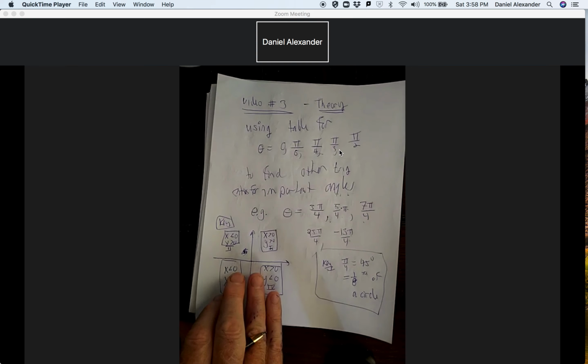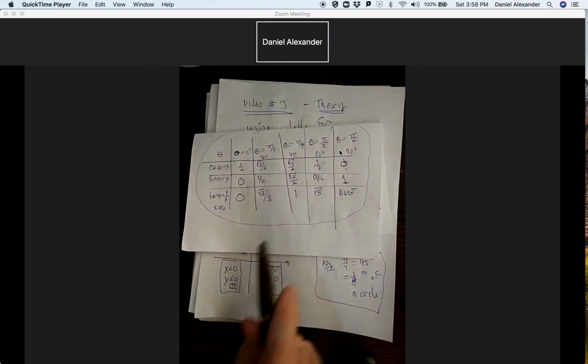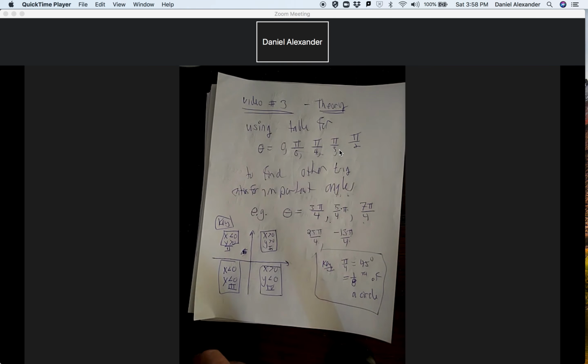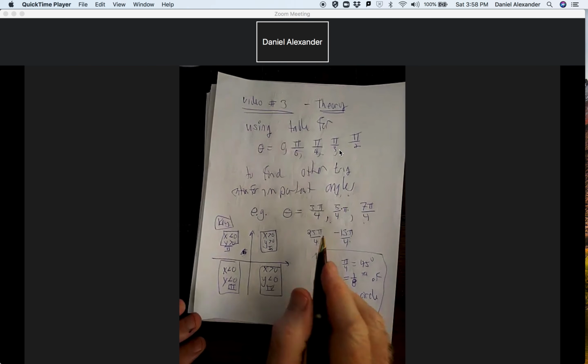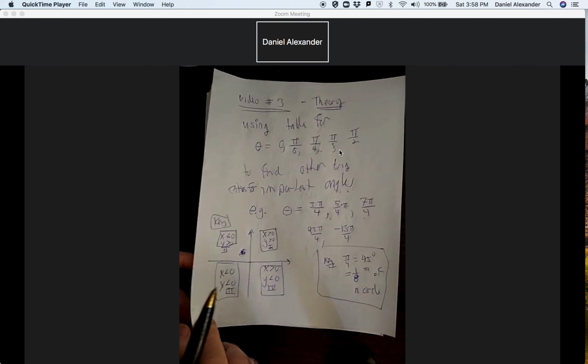We're going to use this table, and in the practice problems we're going to use this table too, to answer all these questions. If you notice, these are all multiples of pi over 4, so we're going to be able to use what we know about pi over 4. And again, I'll show you what I mean by that.